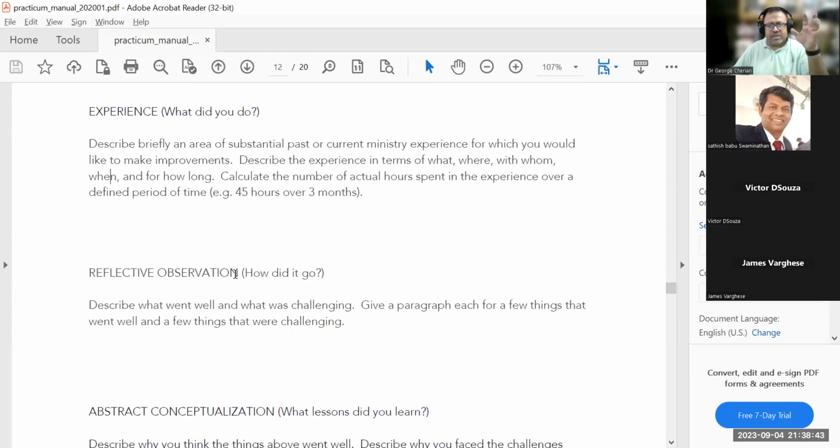Then is reflective observation. How did it go? So what did you do? How did it go? Describe what went well and what was challenging. You give a paragraph for each, or you can write bullet points.